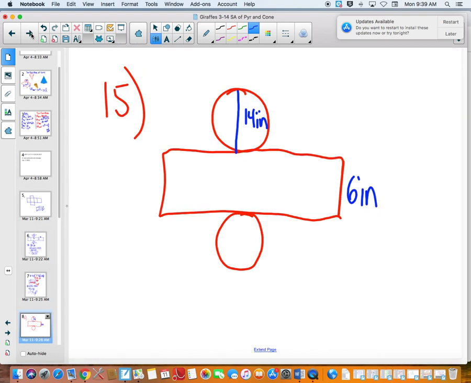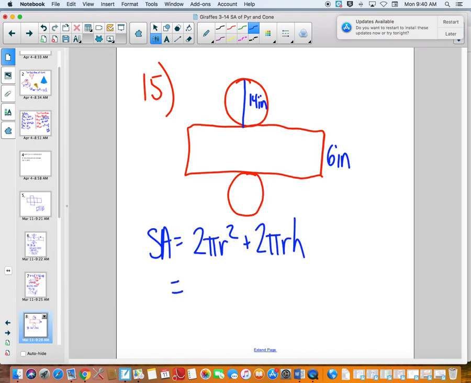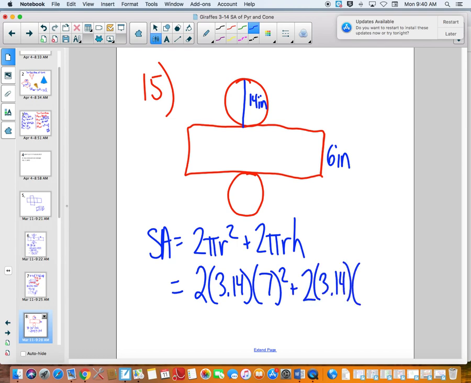Next, we had the net for this cylinder. I already drew the net. Then we have to use the net to find the surface area. Okay, so again we go with our formula, which is 2 pi r squared plus 2 pi r h. Notice that they gave you the diameter, so that's one thing you have to watch out for. So our radius would be 7. Radius still 7, and the height is 6.